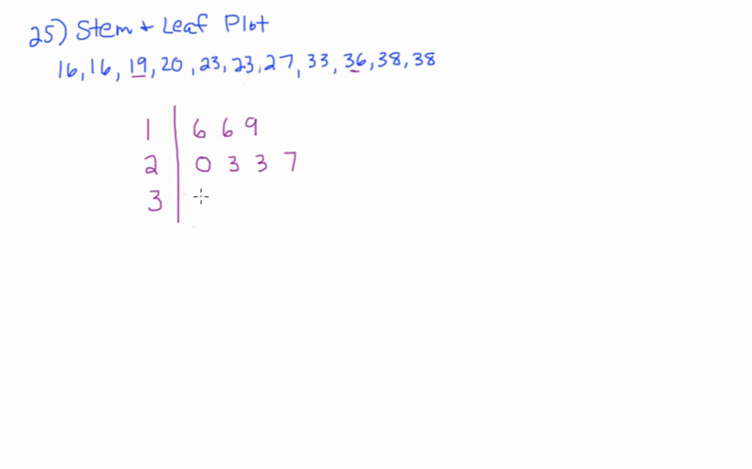And then the 30s. So this shows that I have a 16, 16, 19, 20, 23, 23, 27, and so on. This is a stem and leaf plot.